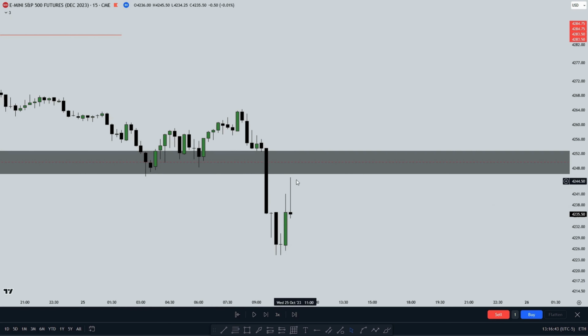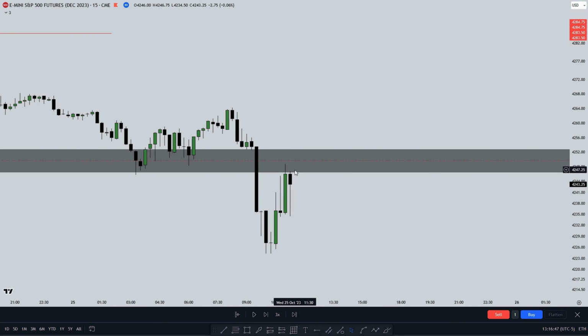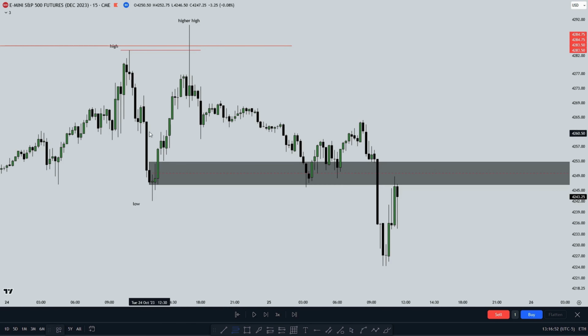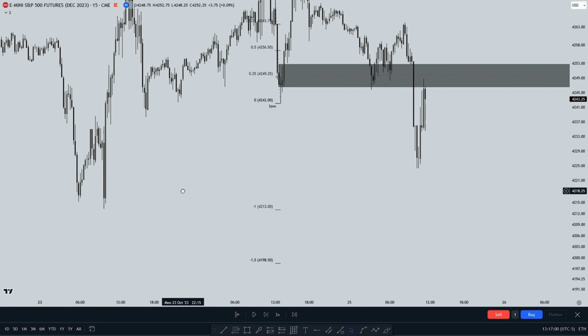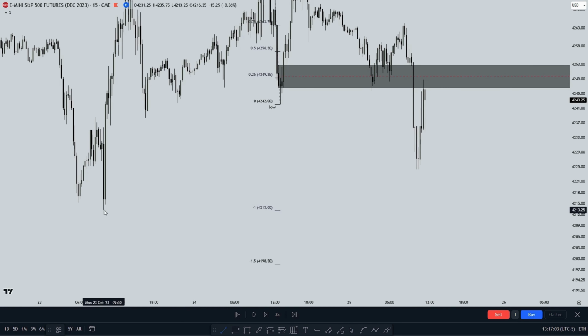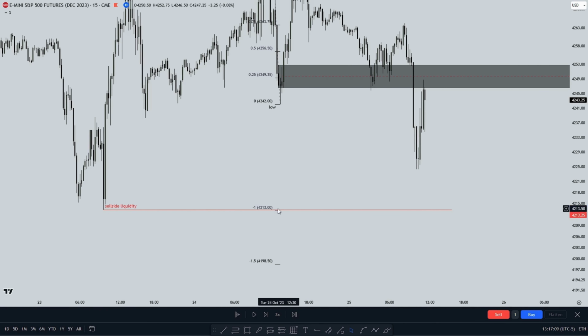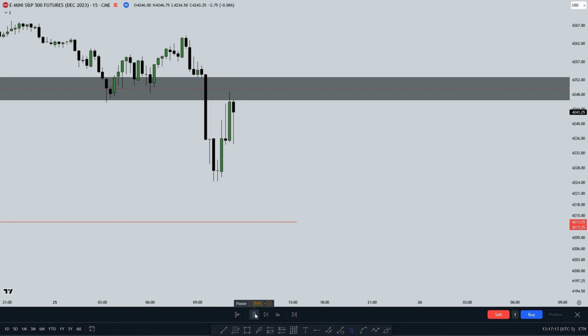So let's see if we can go up and touch this breaker block. Right here we touch our breaker block. So now we could also use standard deviations to anticipate where price wants to go from this high to this low, and find out that we have sell-side liquidity that aligns with the -1 range, as you see right here. So that will be our target. So let's see what happens.